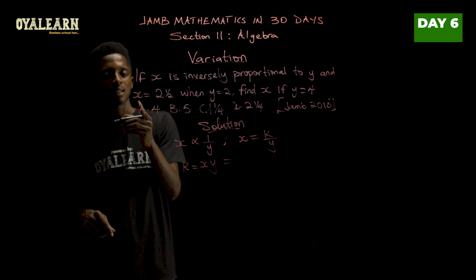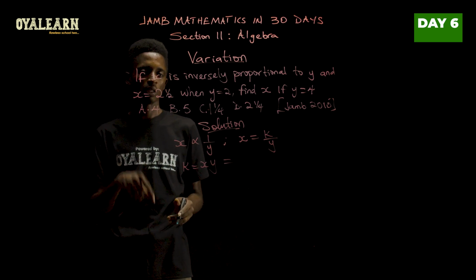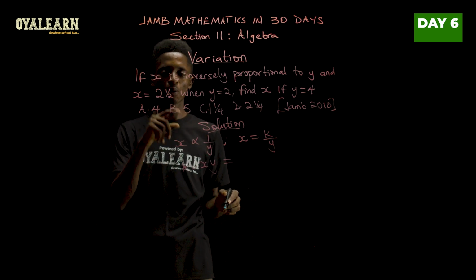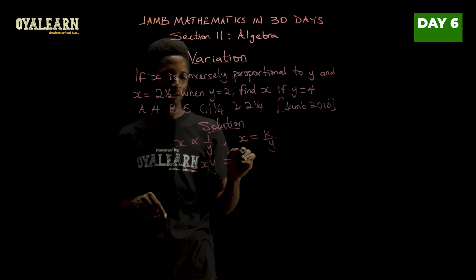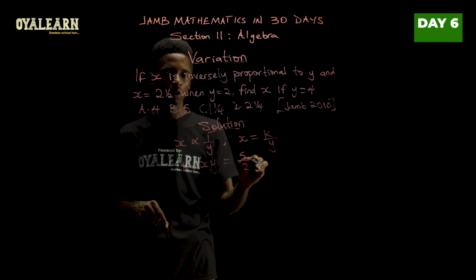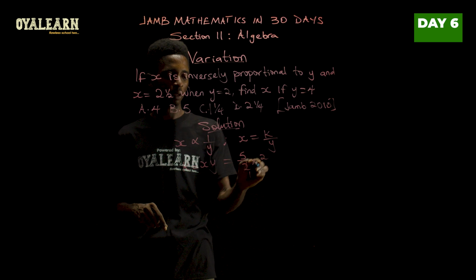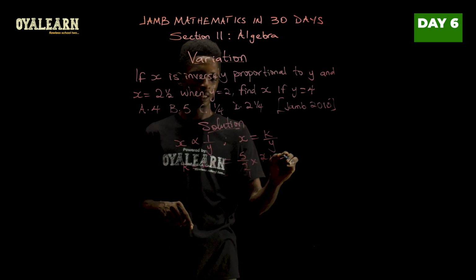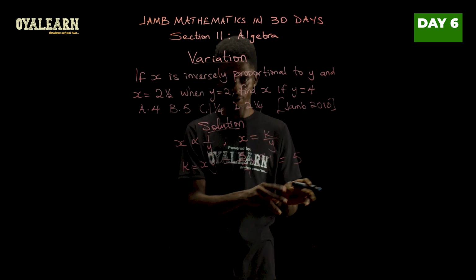And we're told that x is 2.5 when y is 2. Now let's write this as an improper fraction. That will be 2 times 2 to give 4, plus 1, and then we have 5. So 5 over 2 multiplied by y, which is 2. So we see that 2 here cancels 2 here, and what we have is k to be 5. So the value of k is 5.